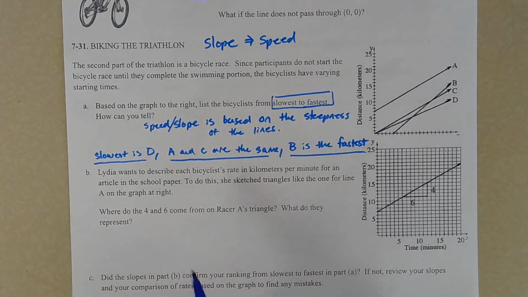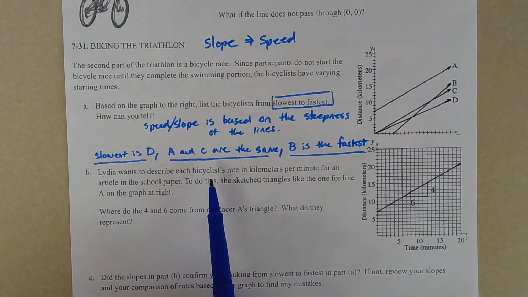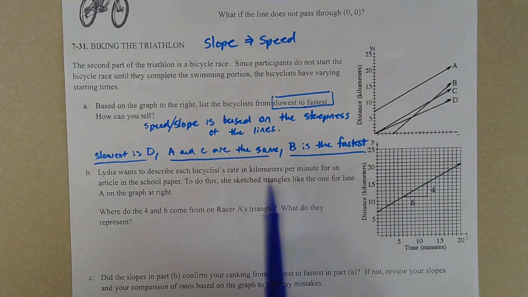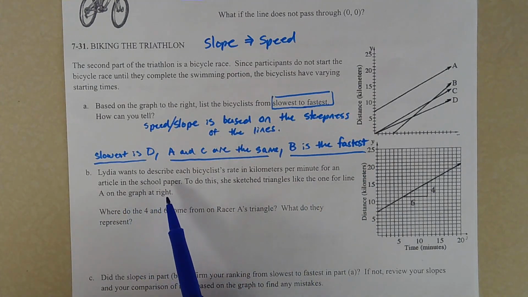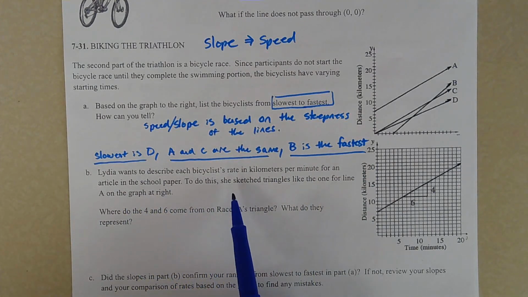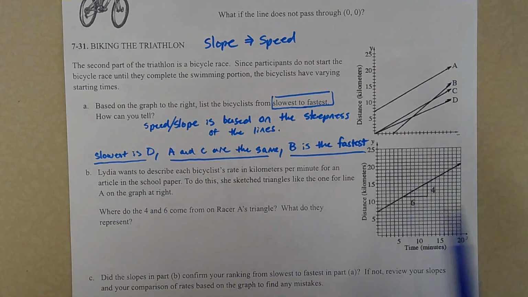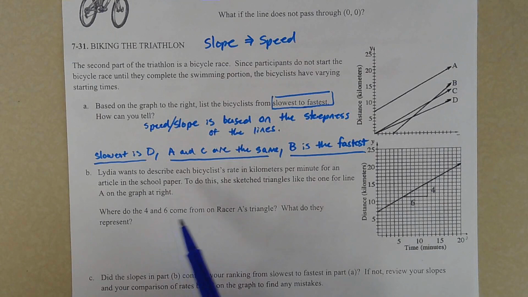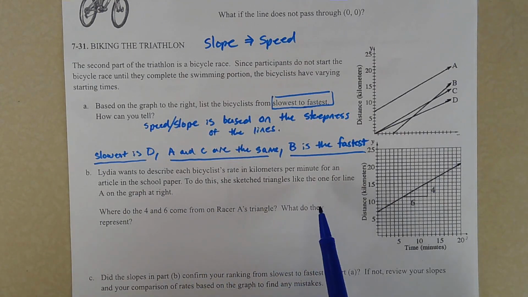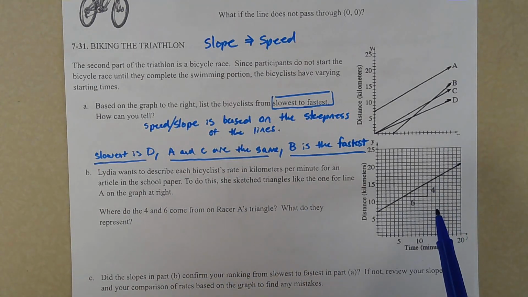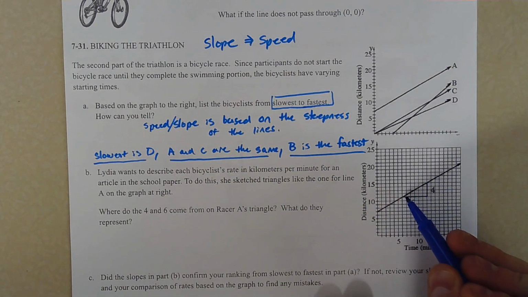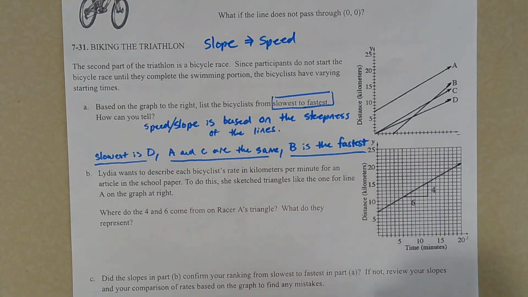Moving on to part B, Lydia wants to describe each bicyclist's rate in kilometers per minute for an article in the school paper. To do this, she sketched triangles like the one for the line A on the graph at the right. So that's right here. Where do the 4 and 6 come from on Racer A's triangle? What do they represent? Remember in our previous lesson, guys, I said that we have to use lattice points. Lattice points are the points that cross perfectly in the corner of these grids. That's how we can count our slope.